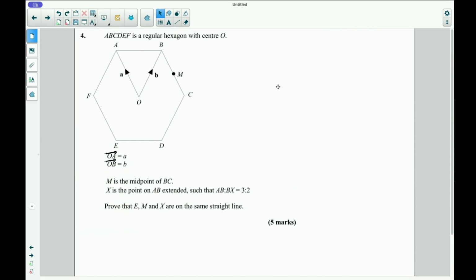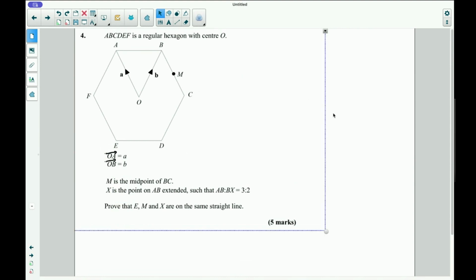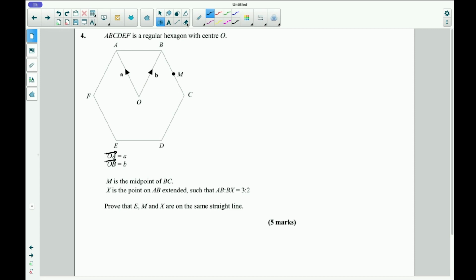All right. So here's the walkthrough for this question. Again, I'm going to put myself in your shoes. You're looking at this on exam day, and you're thinking, I have no idea what to do. I have a shape. I have a whole bunch of arrows. I don't know what's happening. So I'm going to direct your attention to what we're actually being asked to do here. We want to be able to prove that E, M, and X are on the same straight line.